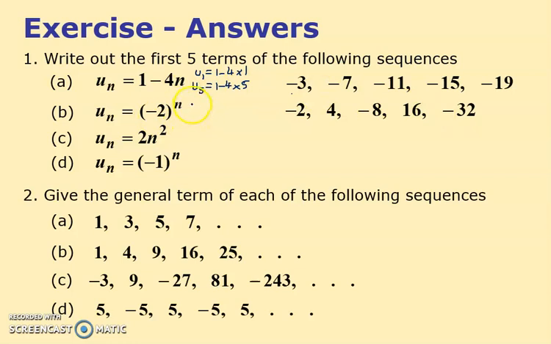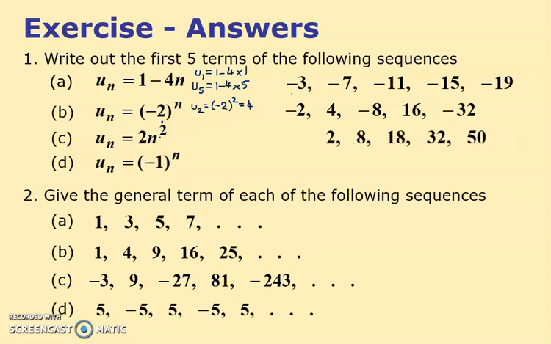Now, you've got to be a bit careful on this. So in this, say u2, you might have got the answer of minus 4. But that's because you needed to put it in brackets. Minus 2 to the power of 2, for instance, will give you 4. But if you don't remember to put the brackets, you'll get the wrong answer.